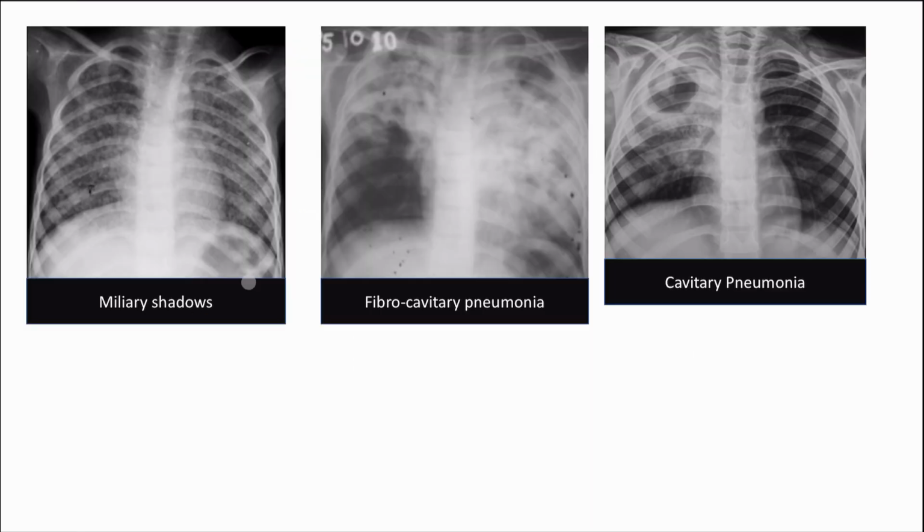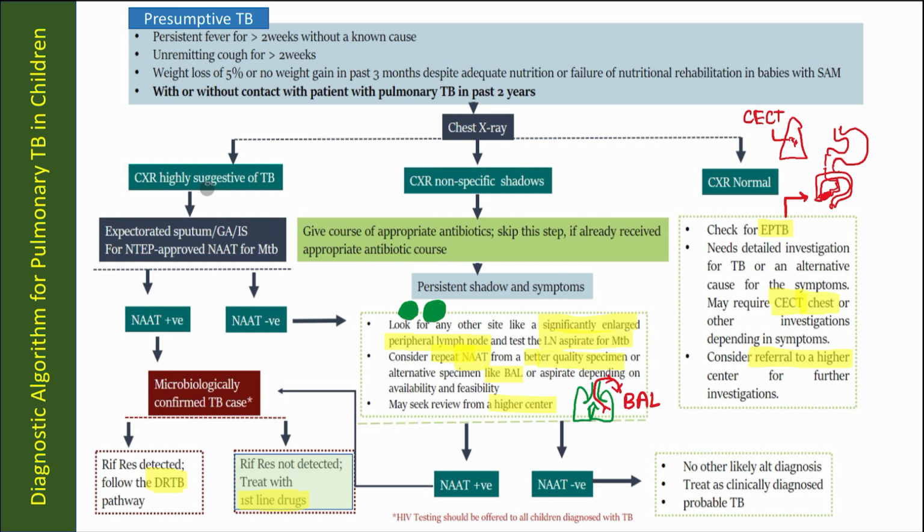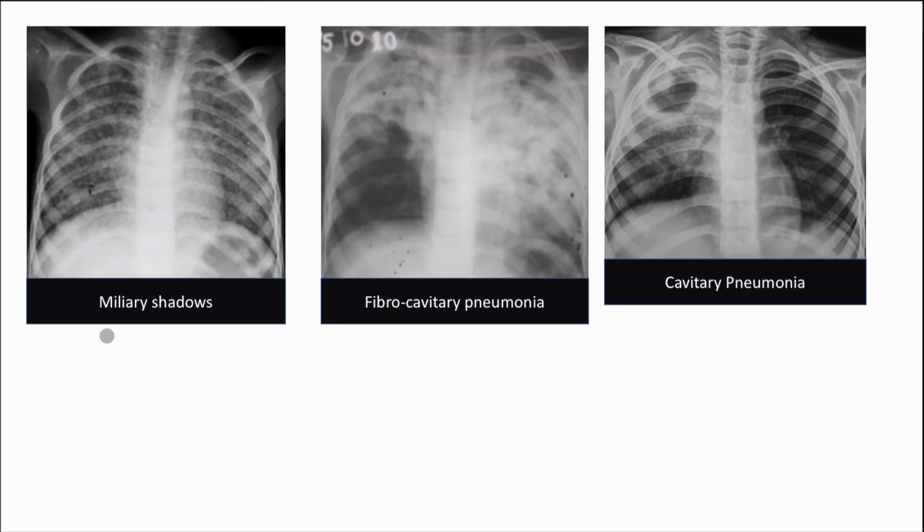So just now I have told that you should do a chest X-ray, and what are those highly suggestive patterns of chest X-ray which are seen in tuberculosis? Look here, this is your miliary shadow. Miliary shadow means usually 2 to 3 millimeter dot shadows, white opacities, you can see in bilateral lung fields. This is called your miliary shadow. Okay, this is seen in miliary TB.